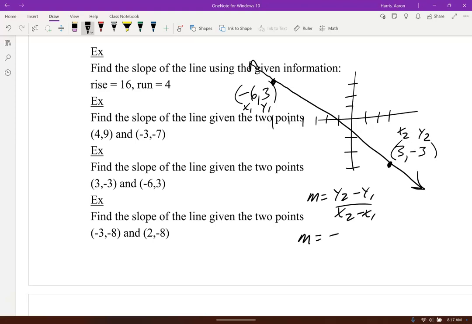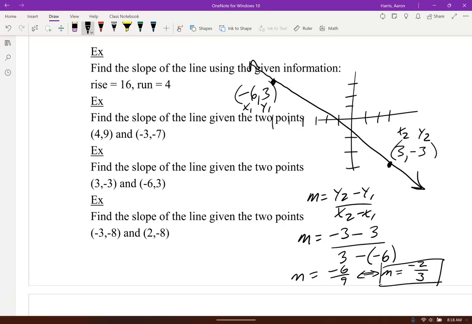So our slope: y2 is -3 minus the y1, which is just a 3. x2 is 3 minus the x1 of -6. So we got -6 over 3 plus 6, which is 9. So our slope, and both of those divide by 3, is -2/3. So our slope obviously is negative again, right? -2/3. Well, let me have you guys go ahead, pause it here, and do that third one on your own.